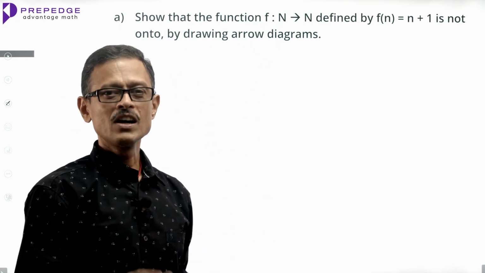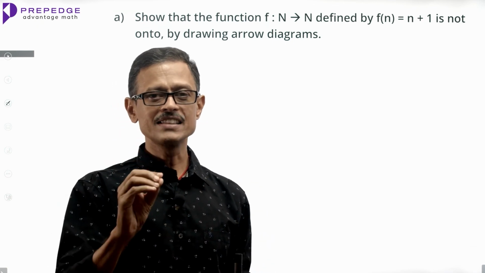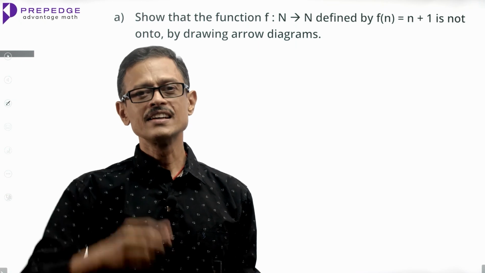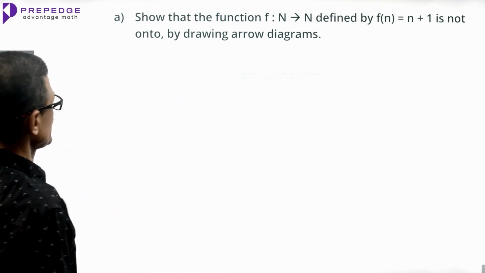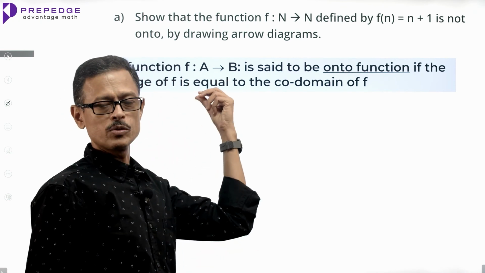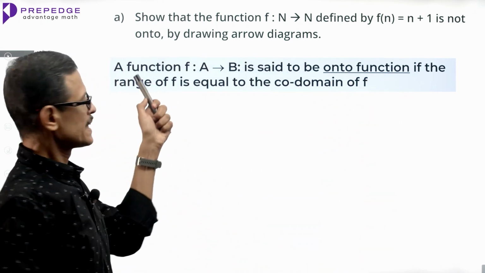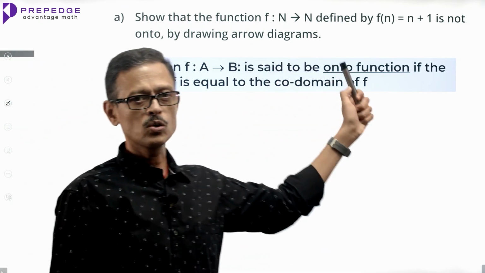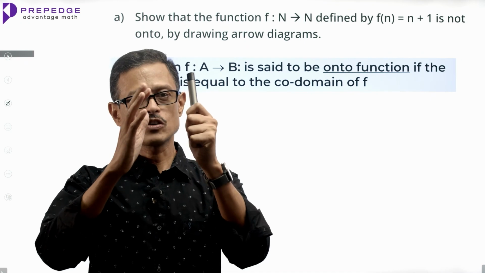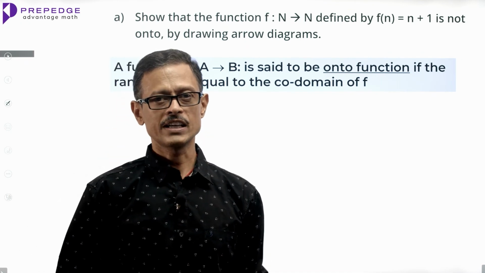What is an onto function? In an onto function, the codomain and range are one and the same. The codomain should not have any extra element other than what is there in the range. Such a function is called an onto function. A function f from A to B, A being the domain, B being the codomain, is said to be onto if the range of f is equal to the codomain of f. Range is whatever is found in B, codomain is also what is there in B. There is nothing extra in the codomain. Such a function is called an onto function.